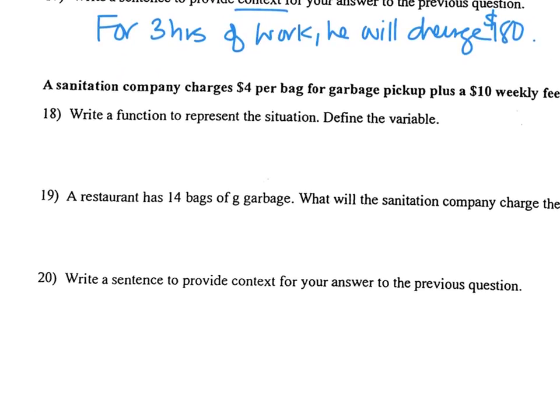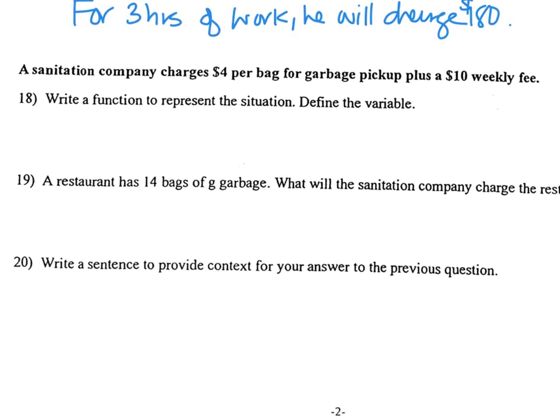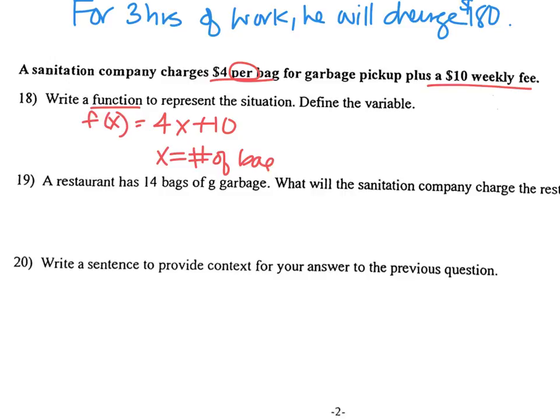All right, last question. A sanitation company, that's like a garbage truck service, right? Charges $4 per bag. That's a rate word, plus a $10 weekly fee. So write a function to represent the situation. So we're going to say f of x equals 4x, that's my rate, plus a $10 weekly fee. Define the variable x equals the number of bags. If you aren't sure on how I'm defining the variable every time, I'm just looking at whatever word comes after the rate word. So since this says per, bag is going to be what my variable stands for.